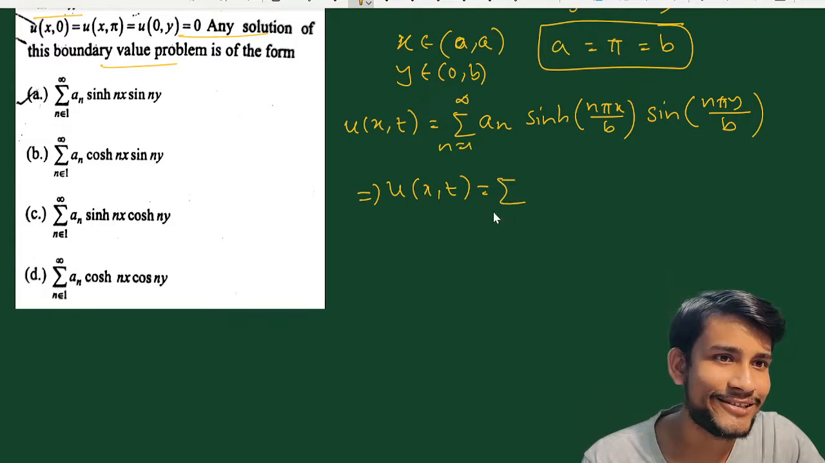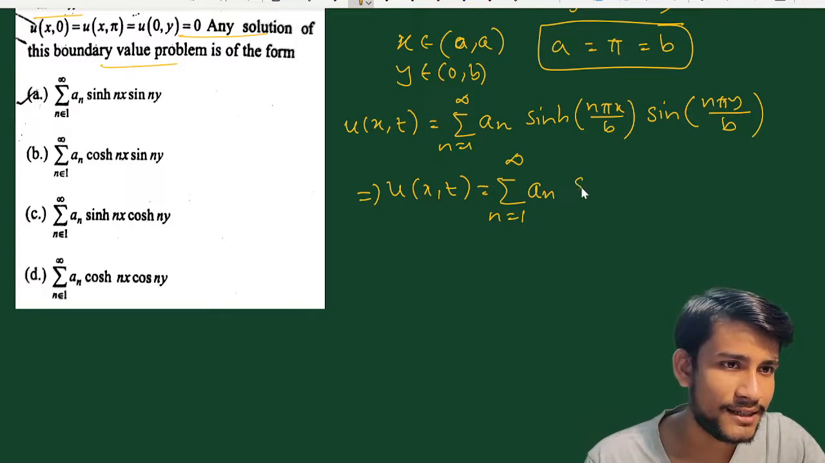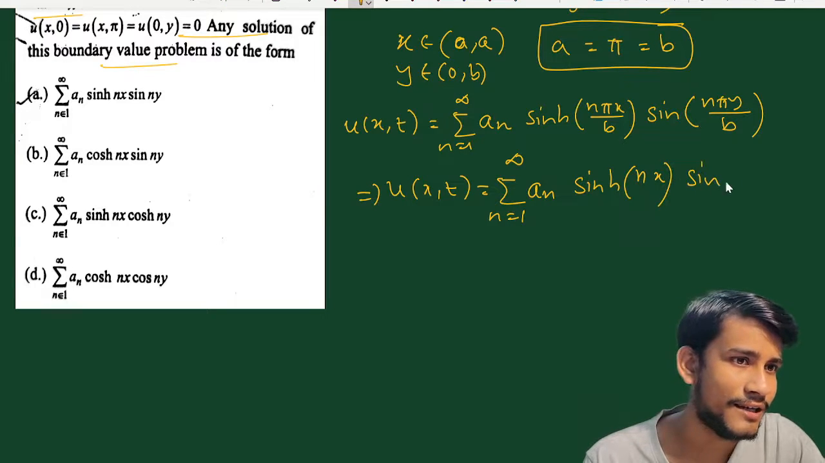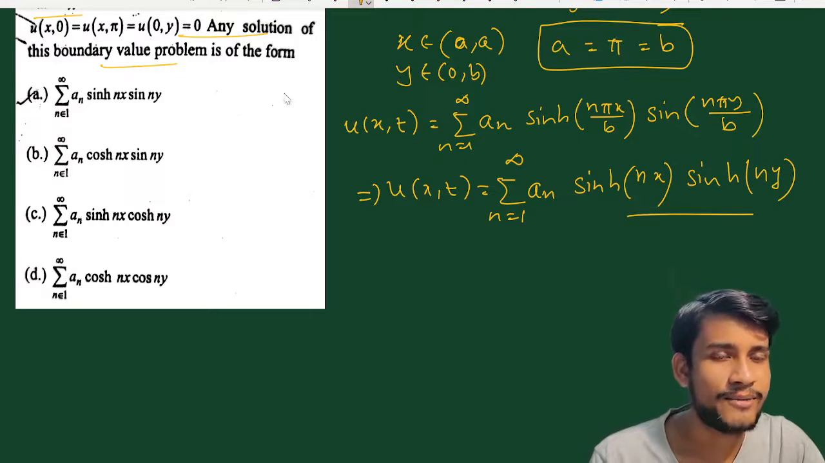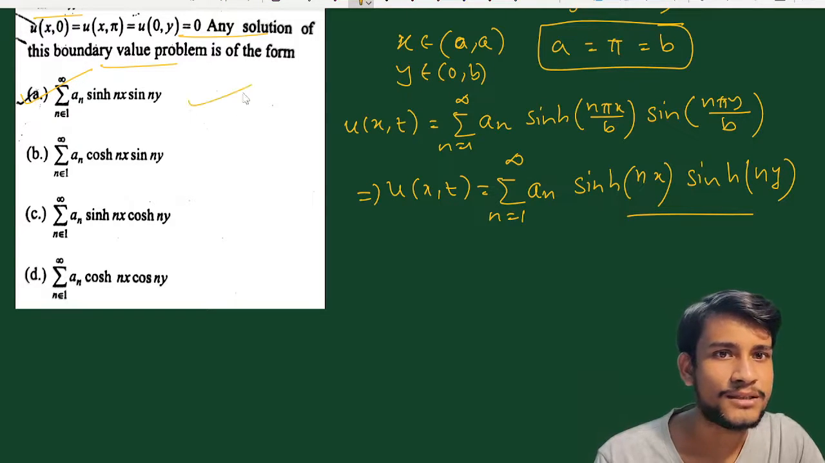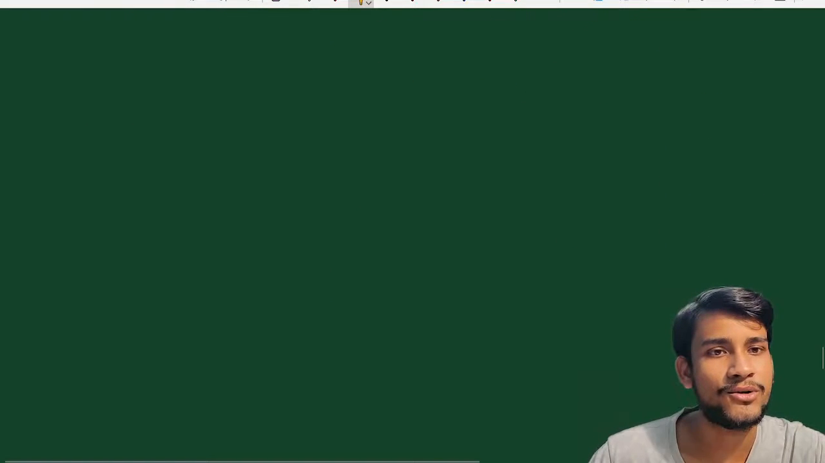u xy, this is equal to summation n equal to 1 to infinity a n, pi, pi cancel, so sine hyperbolic n x into sine hyperbolic n y. Clear? देखो इससे बेस अकॉर्डिंग सेम प्रॉब्लम है. ठीक है, देखो जस्ट अनदर प्रॉब्लम. दिस इज ए ऑप्शन क्लियरली करेक्ट. ओके, नाउ गो टू द नेक्स्ट प्रॉब्लम.